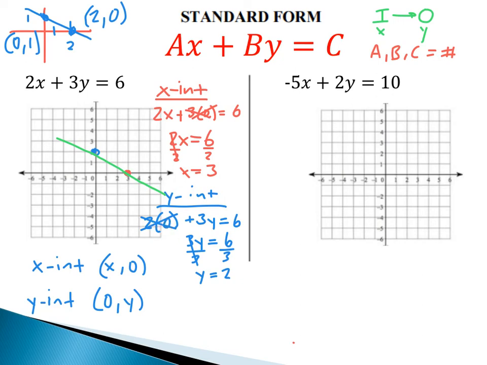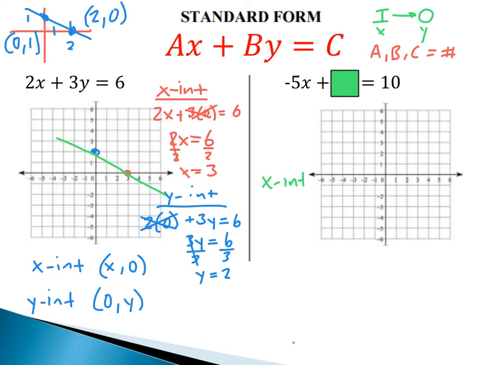This is called the cover-up method. If you want to solve these quickly, you'll write this down. This is called the cover-up method. So for example, when I want to find the x-intercept, here's what I'm going to do. I am going to cover up y.